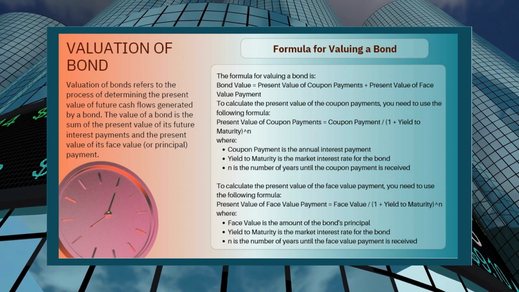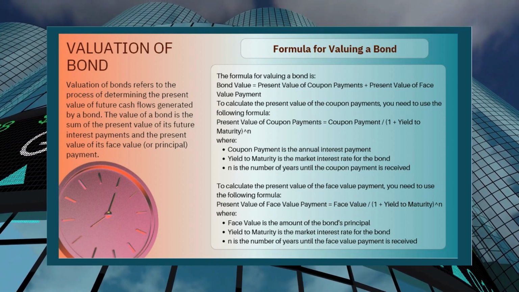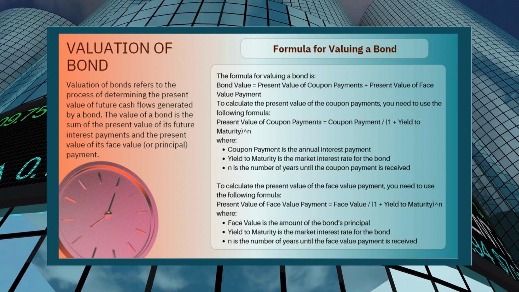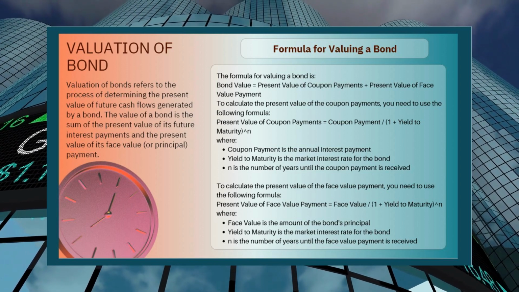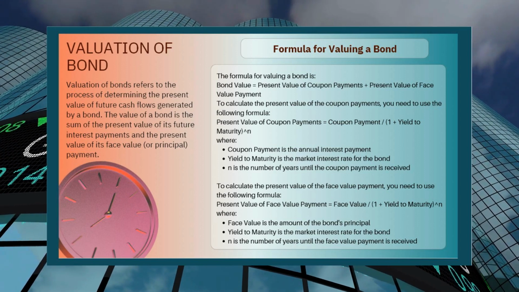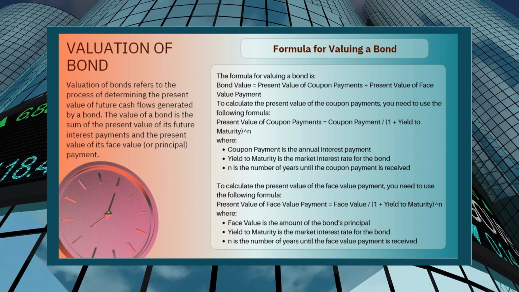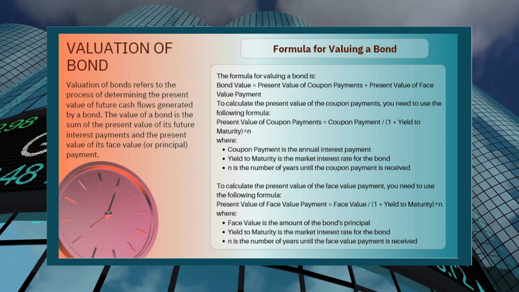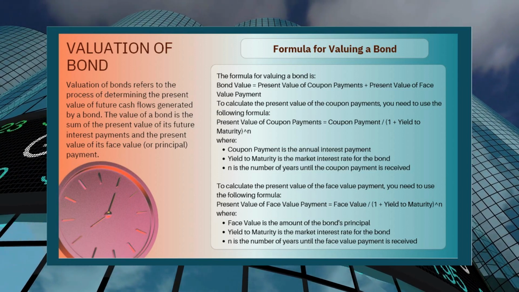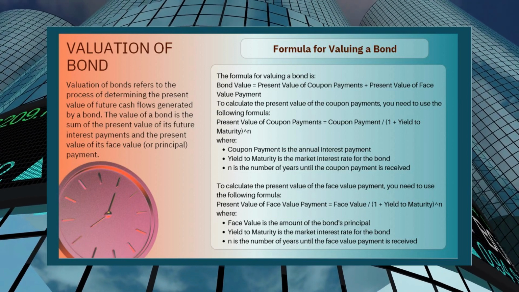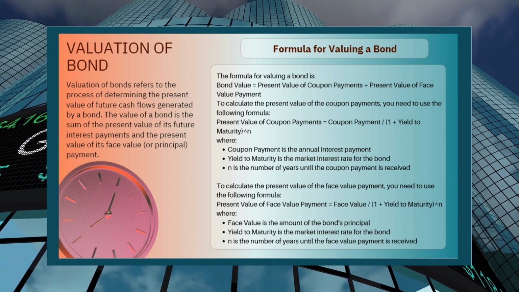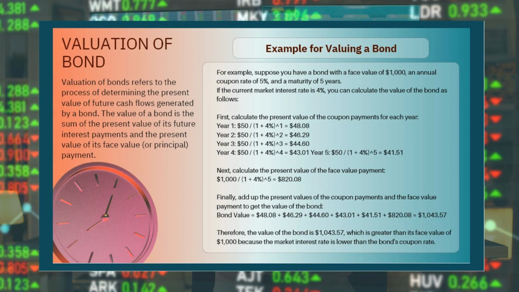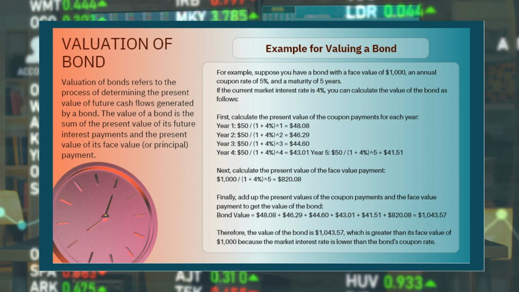To calculate the present value of the face value payment, you need to use the following formula. The present value of the face value payment is equal to the face value divided by (1 plus yield to maturity) to the n power, where face value is the amount of the bond's principal, yield to maturity is the market interest rate for the bond, and n is the number of years until the face value payment is received. And this time, let us apply the formula for valuing a bond.